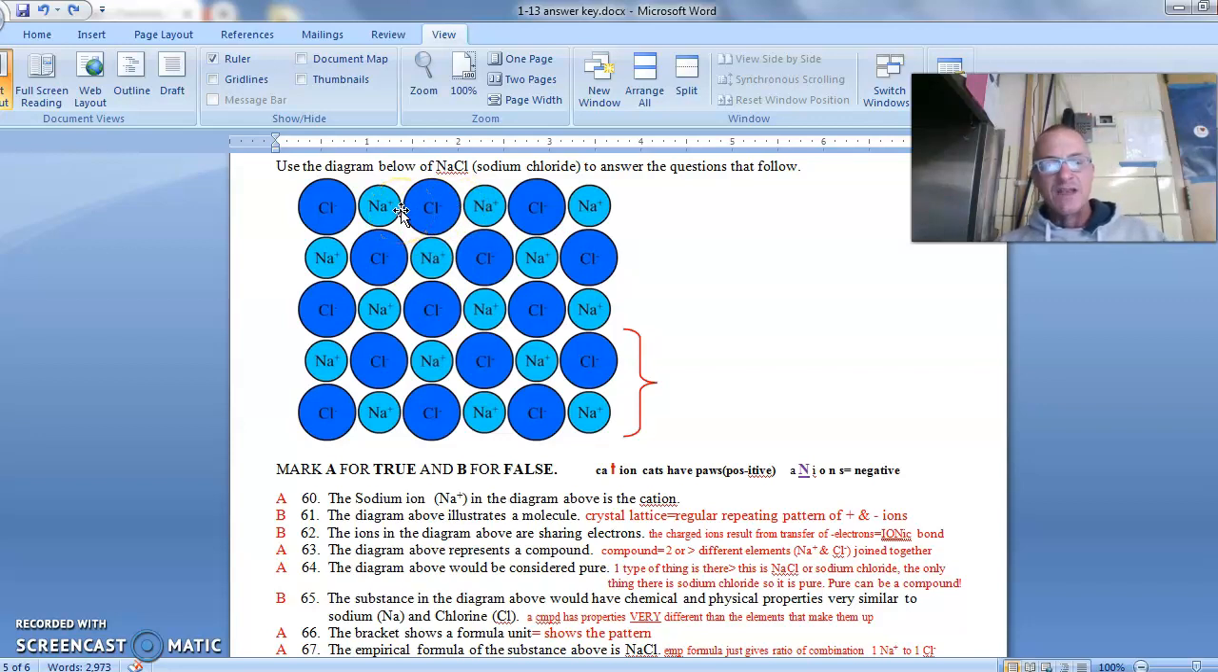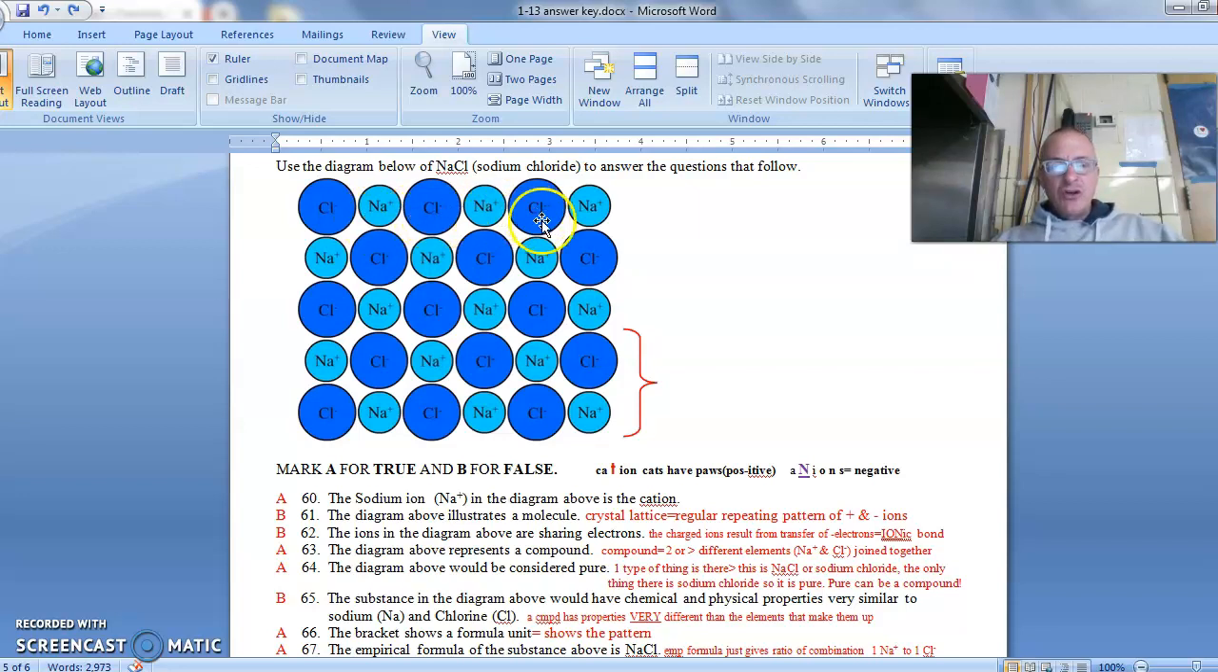Positive, for cats have paws. Or you could say cation has a T in the middle, which is a positive sign. The chlorides have negatives. That negative sign, the first letter of negative is N. Anions have an N in the middle of the word.